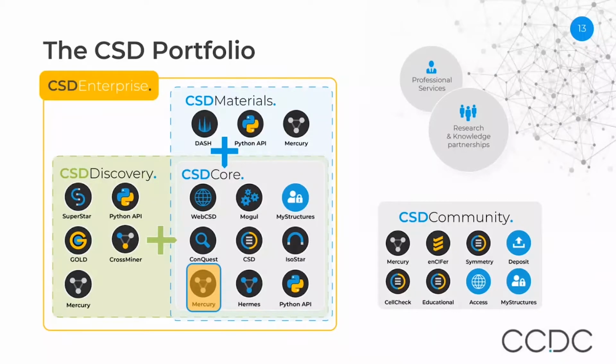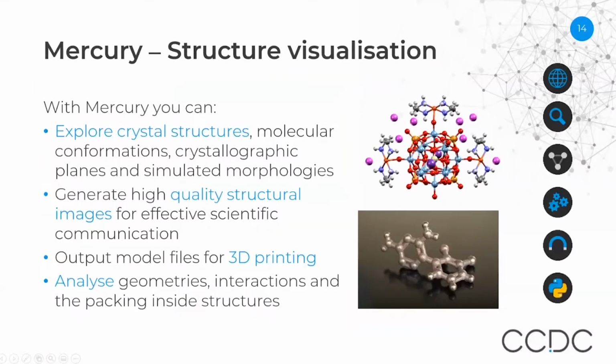Okay, so we're now going to look at some of the software that goes alongside the CSD, the CSD portfolio. To help us get the most out of the data in our database, we have a range of associated software to help us search, visualize, analyze, and learn from the data. Today, we'll be using Mercury in CSD Core to analyze structures in more depth. With Mercury, you can explore crystal structures, generate high quality images, create 3D printing files, and analyze geometries, interactions, and packing inside the structures.